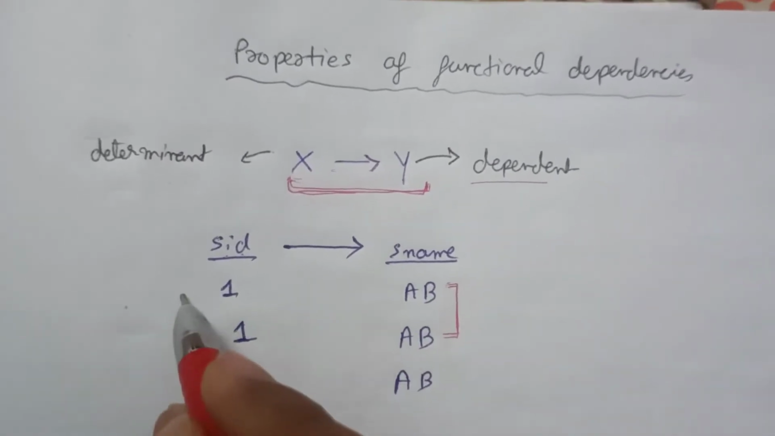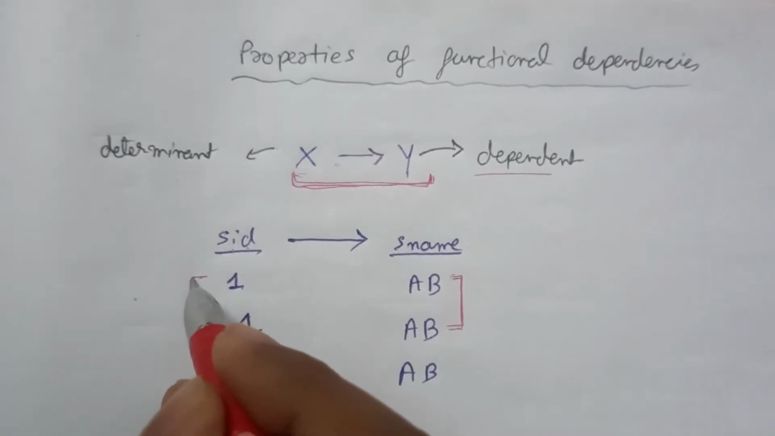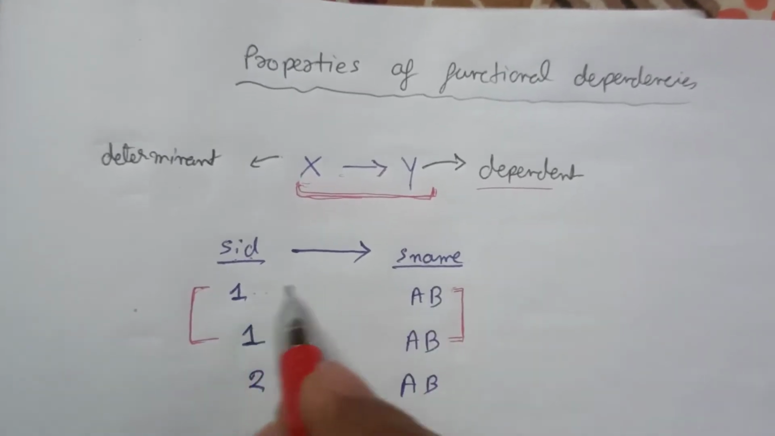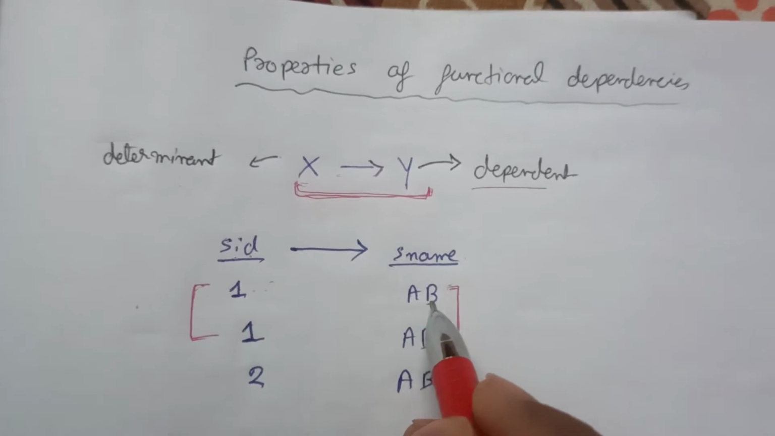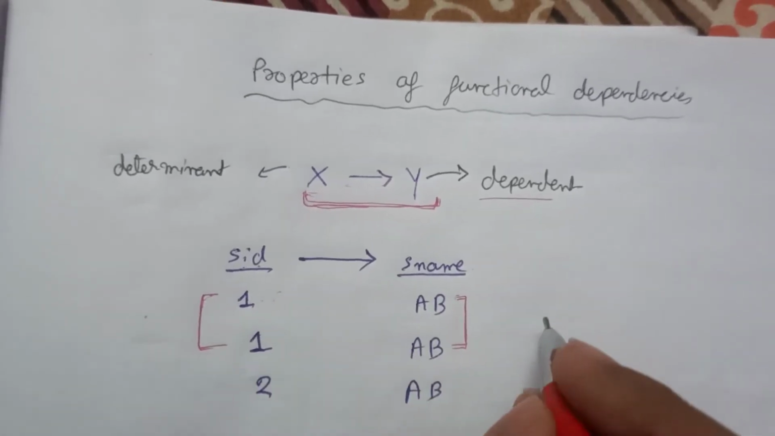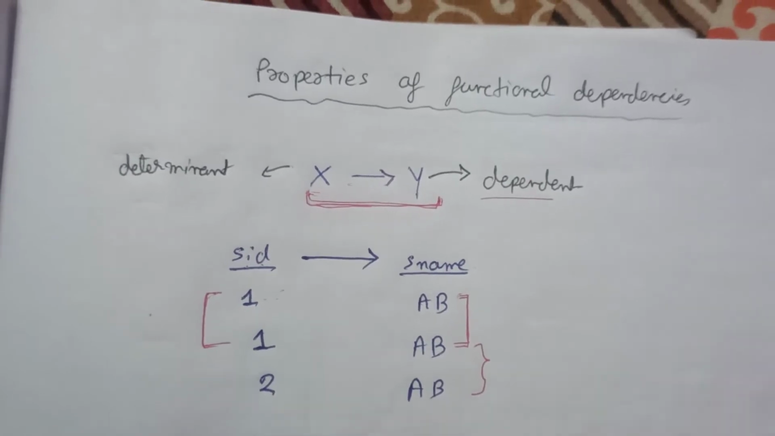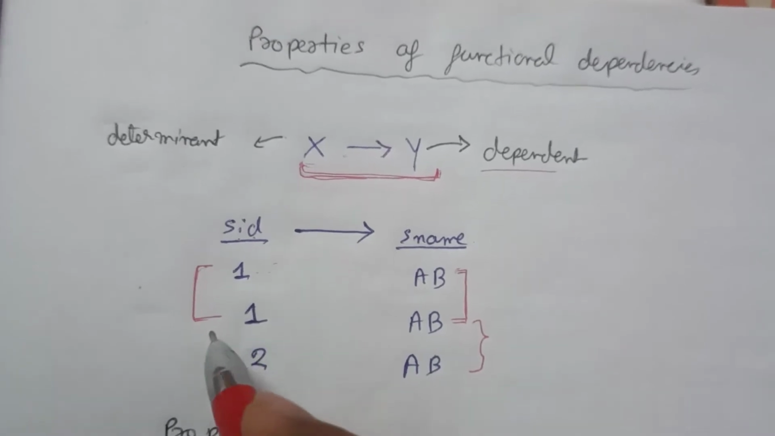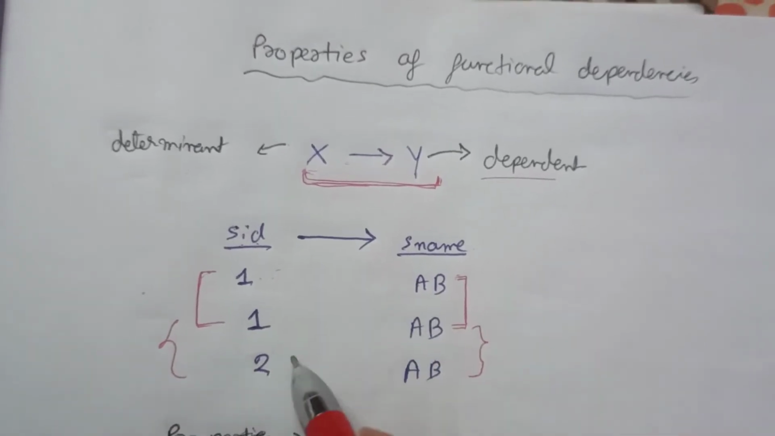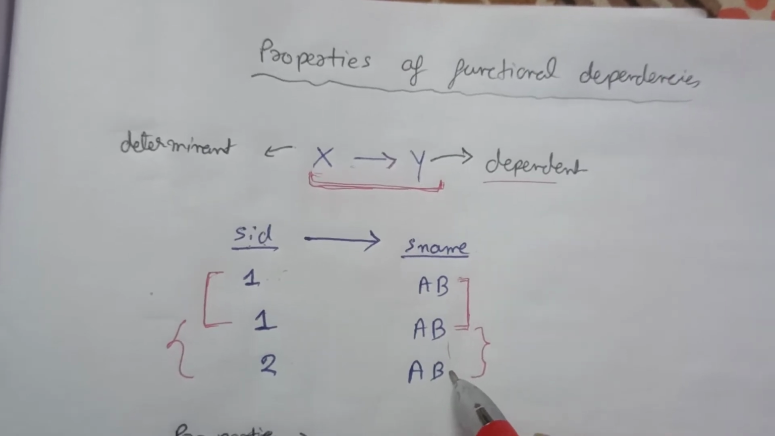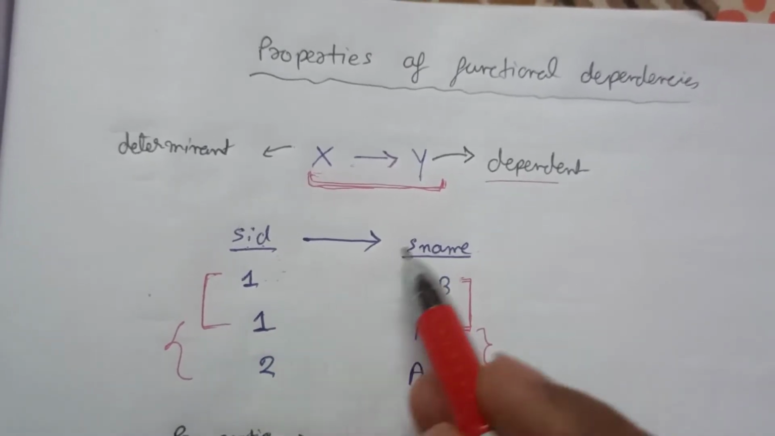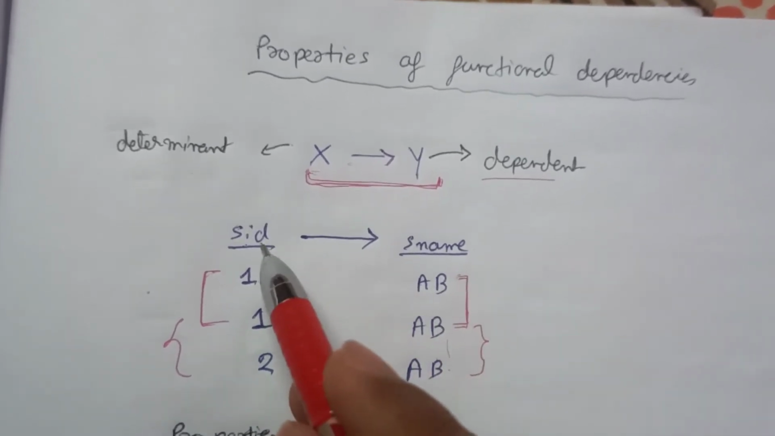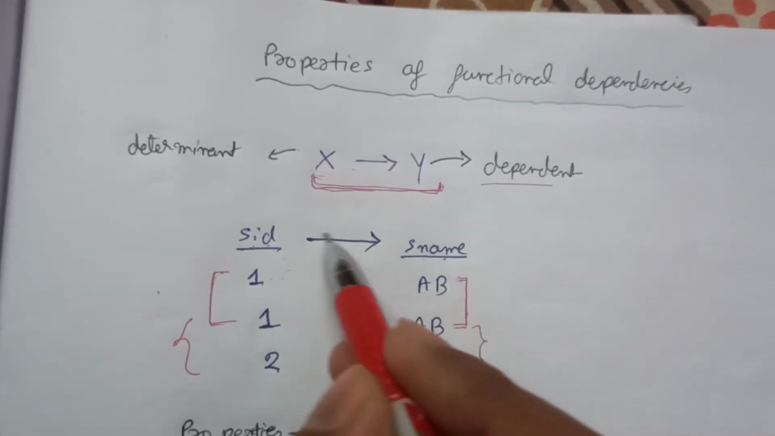So we will check here. For these first two rows the SID's value is the same, so we can understand that this is the same person with SID1 and name AB, and the name is written twice. Now let's come to these two particular rows. This also has the same name AB, but here the SID is different. So this determines that these two are different persons with the same name. So here SID is determining whether the SName attribute has the same value or different values. That means SID is determining SName. That's how we write a functional dependency.